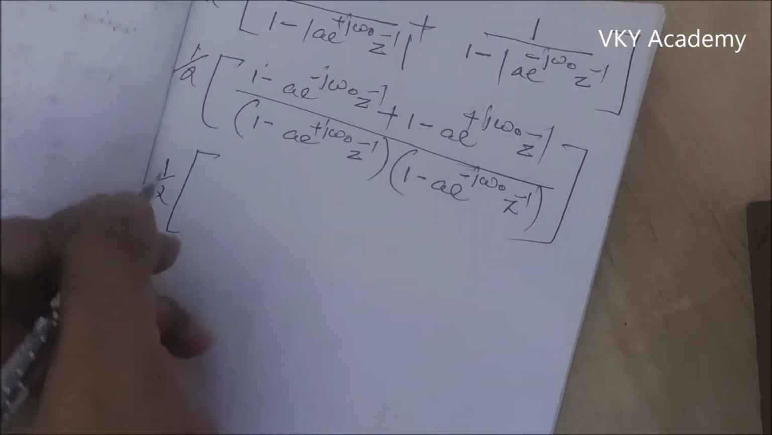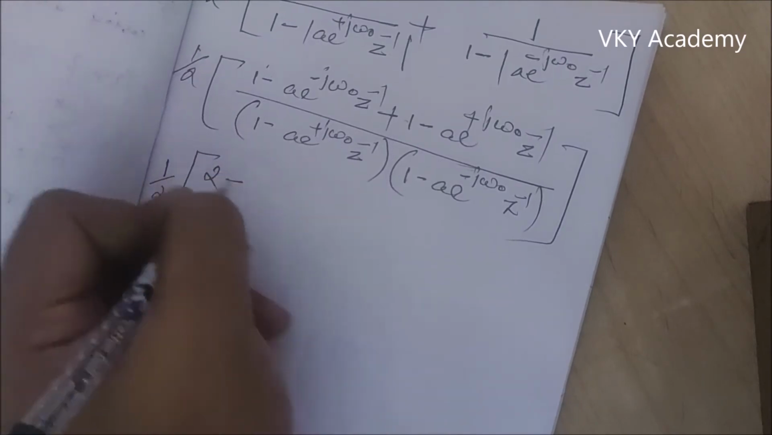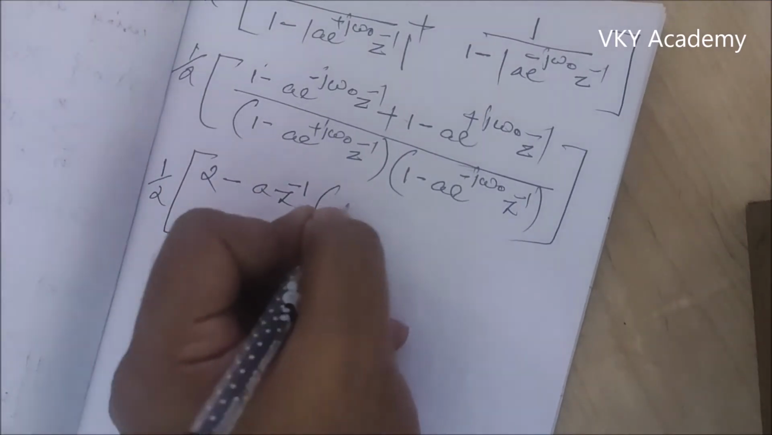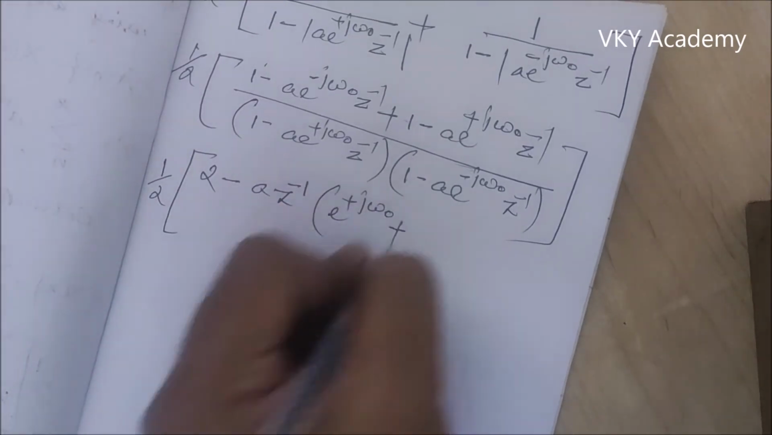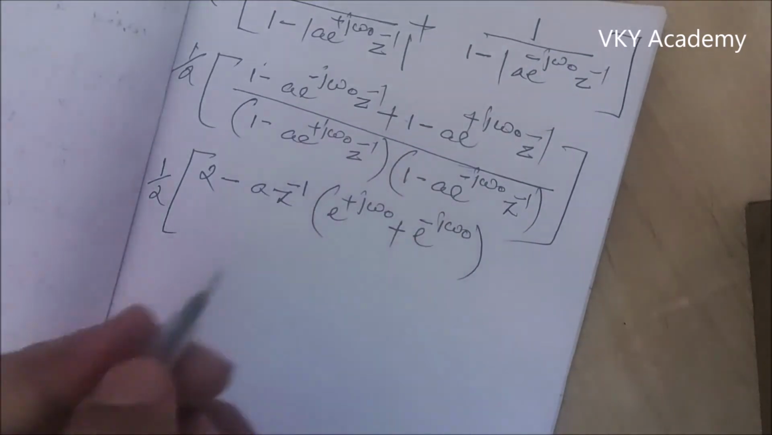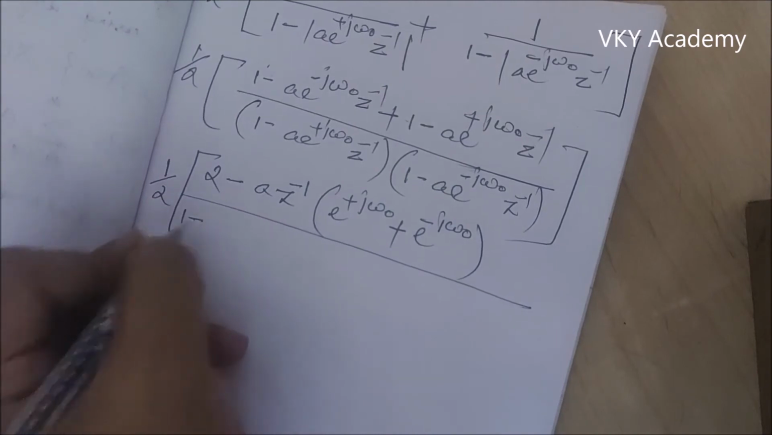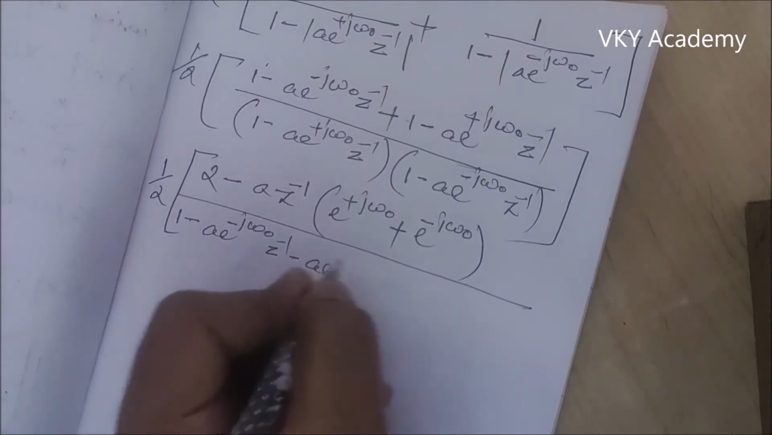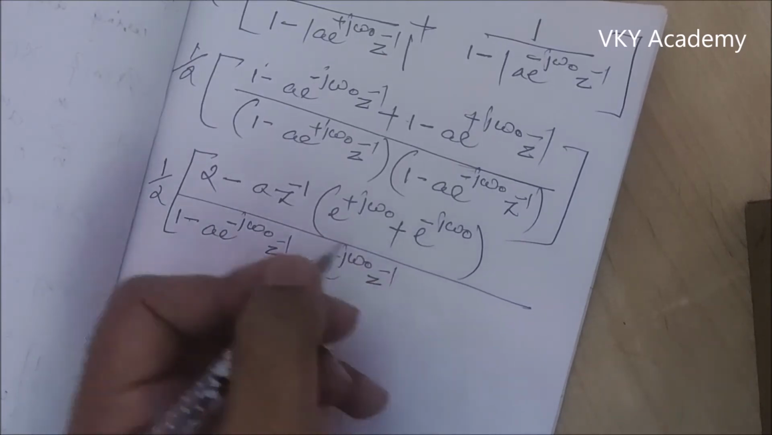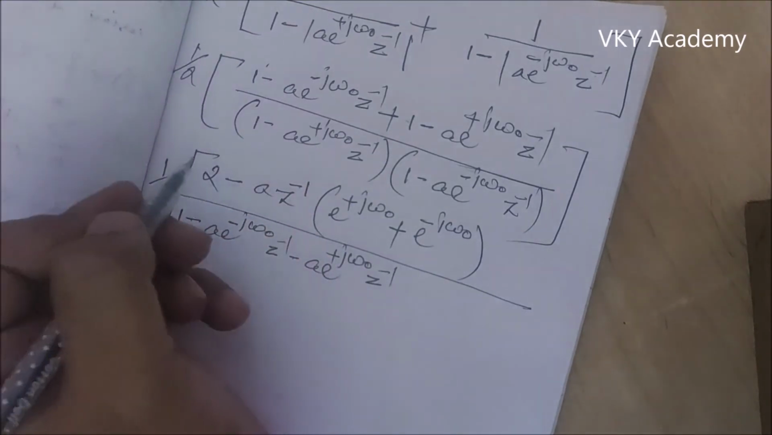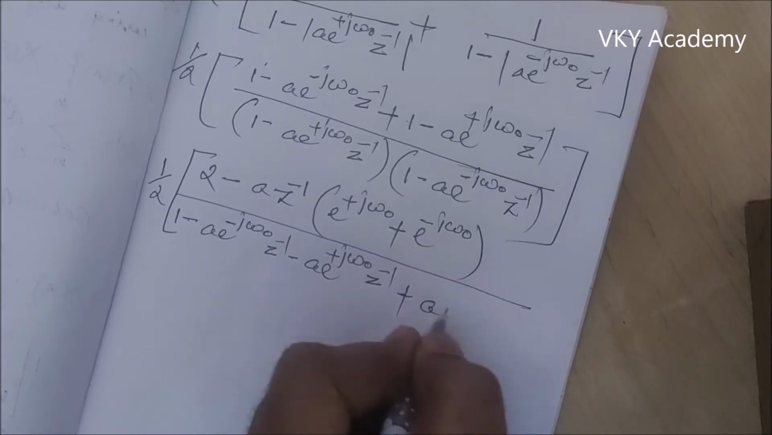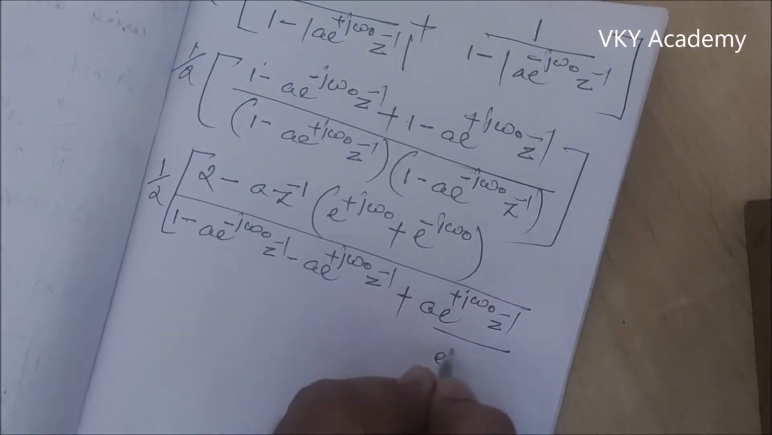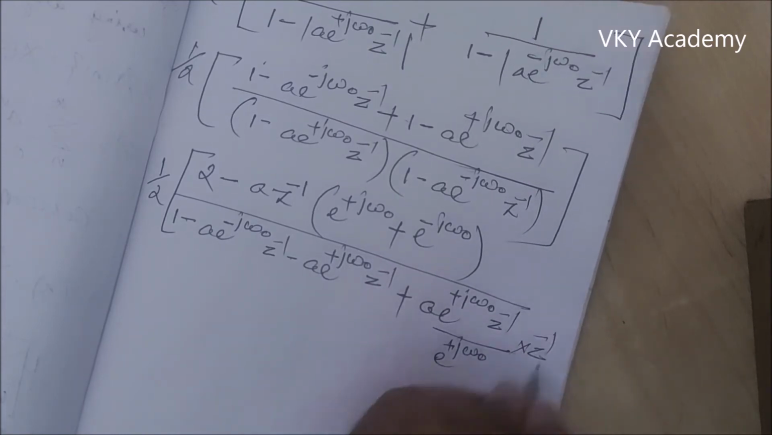This will be 1 plus 1 is 2 minus a z inverse into e to the power plus j omega naught plus e to the power minus j omega naught, whole divided by, this will be 1 minus a e to the power minus j omega naught z inverse minus a e to the power plus j omega naught z inverse plus a e to the power plus j omega naught z inverse into a e to the power minus j omega naught z inverse.